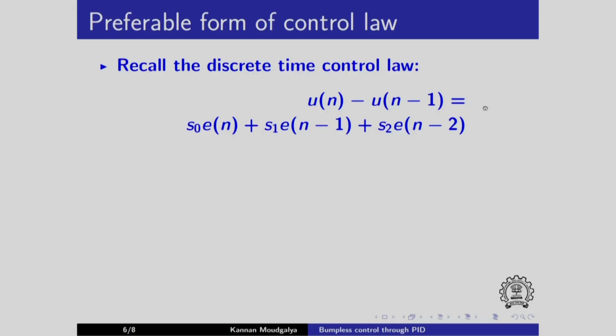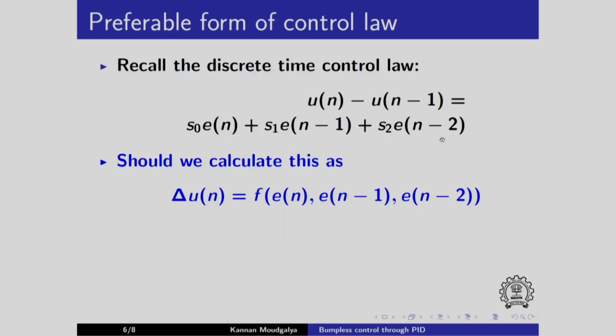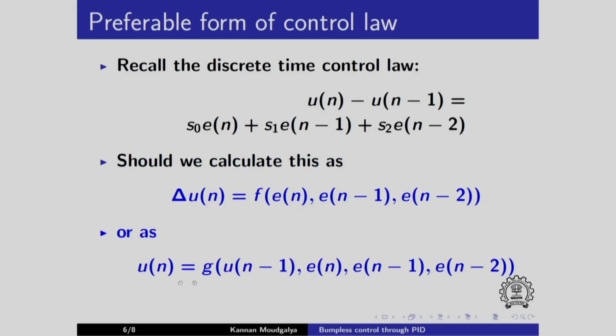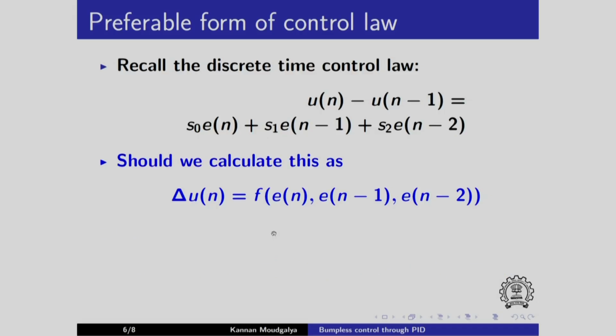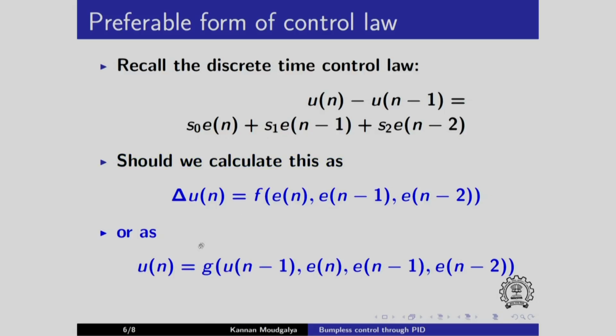Here is the control law that we derived in the previous slide. I have this question: should we calculate this as delta u n equals f of this, or u n equals g of some other function g of u n minus 1 as well? What is the difference between these two? Here I do not care about what u n minus 1 is, I am calculating delta u n. So when it is implemented, this control law will say from wherever you are, move it by delta u, whereas this alternate form says go to this absolute value.